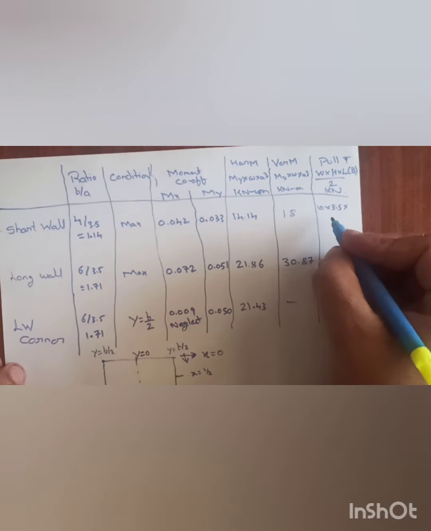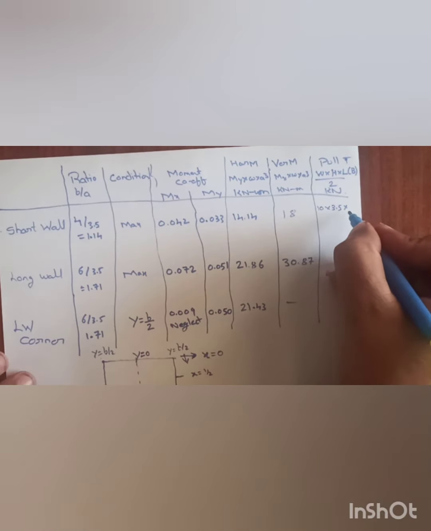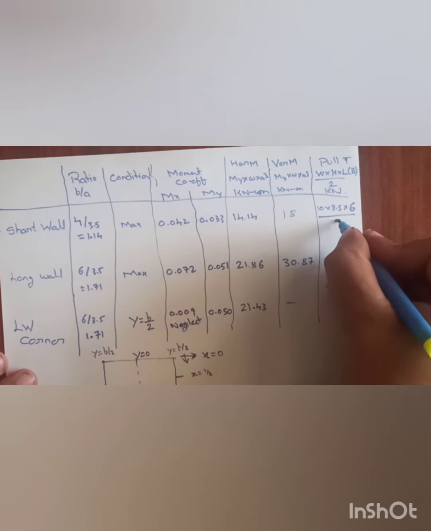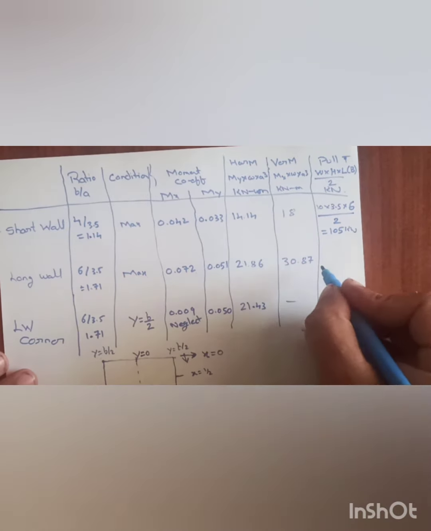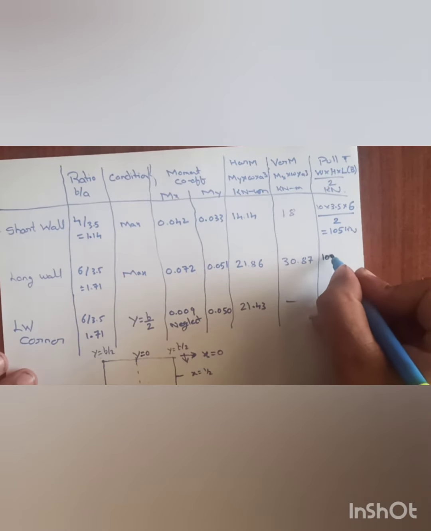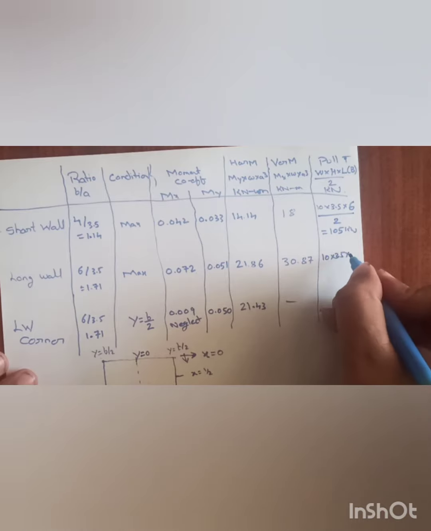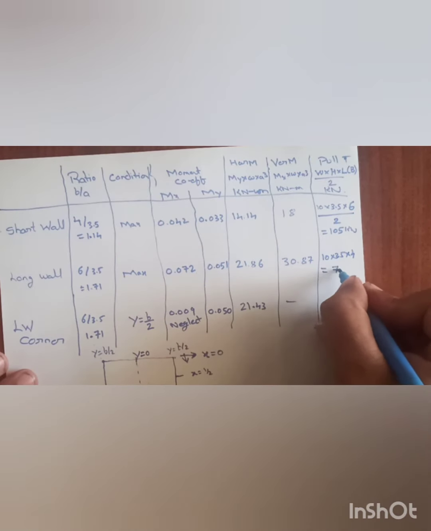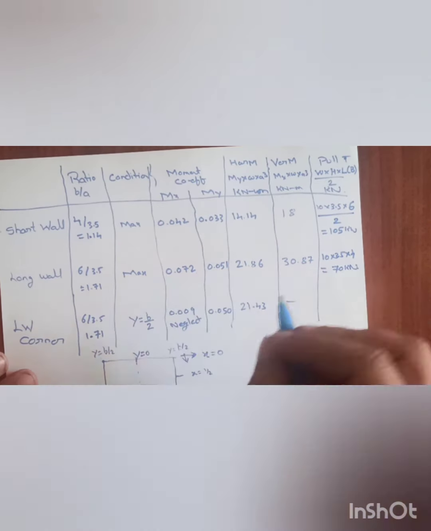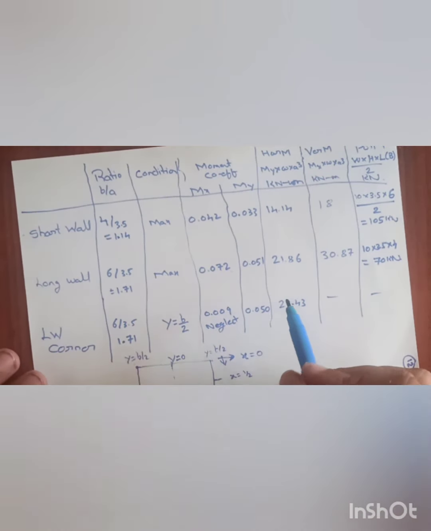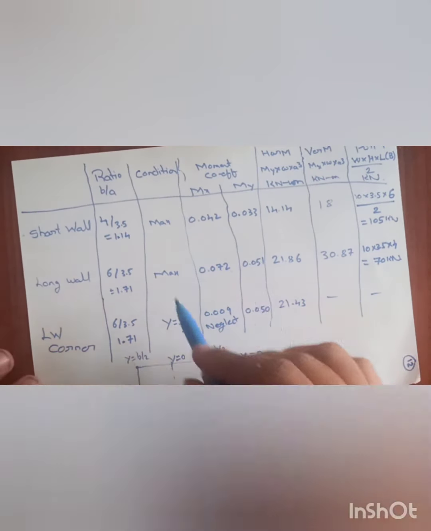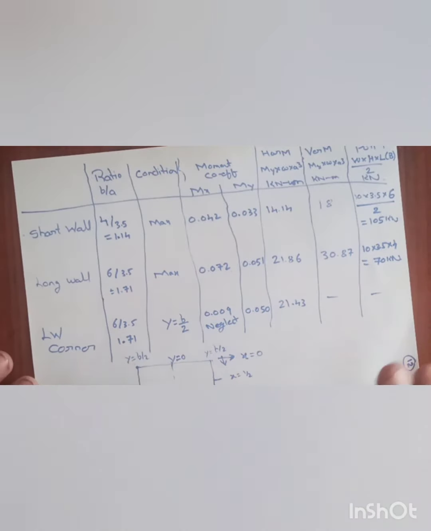So to find the pull, it is 10 into 3.5. Now for short wall, which is subjected to pull because of the long wall, it is 6 divided by 2, which comes around 105 kilonewton. And similarly here 10 into 3.5 into 4, so it is 70 kilonewton. So now you guys cross check all these values, refer to the table and cross check whether they are correct or not.